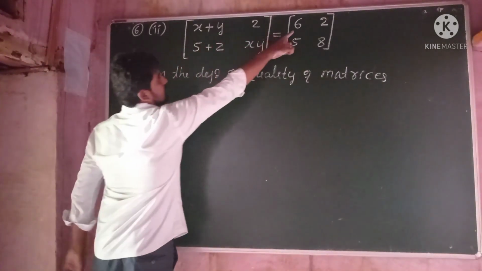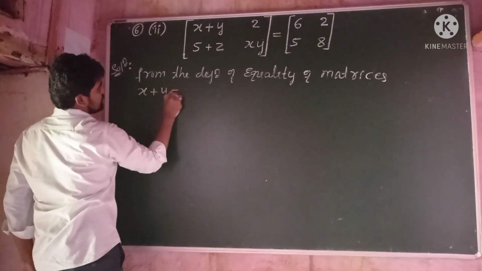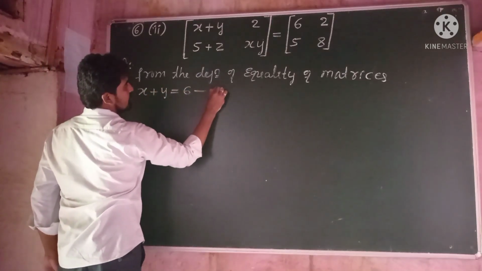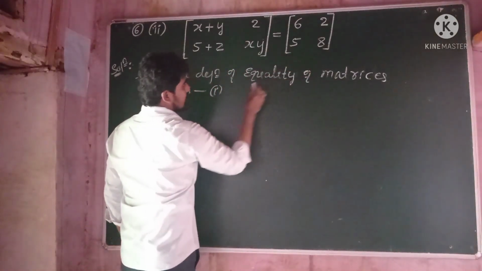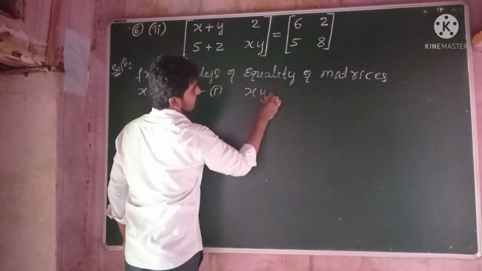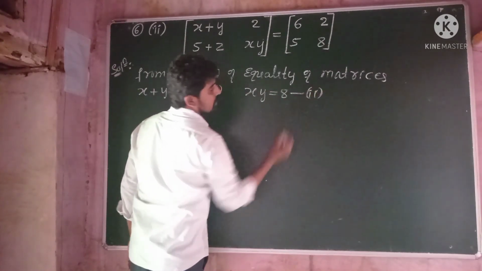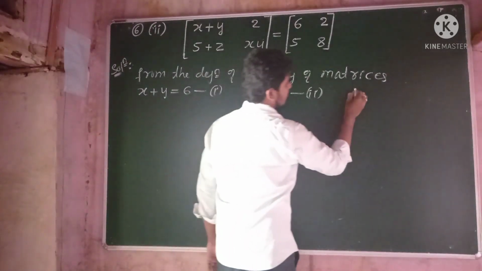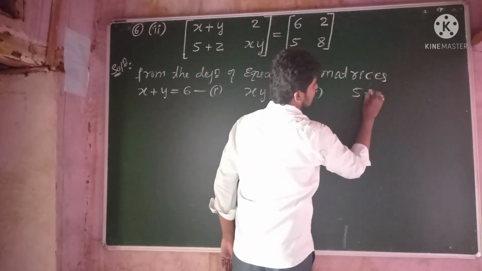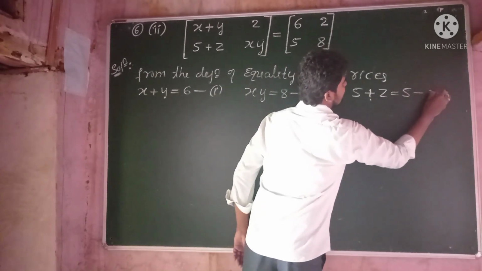x plus y is equal to 6. Call it equation number 1. And xy is equal to 8. Call it equation number 2. And similarly, 5 plus z is equal to 5. Call it equation number 3.